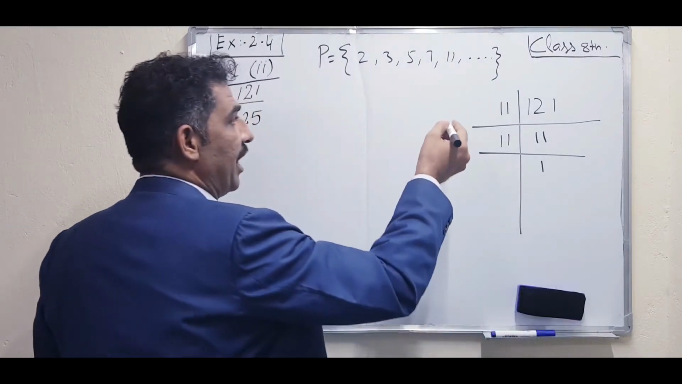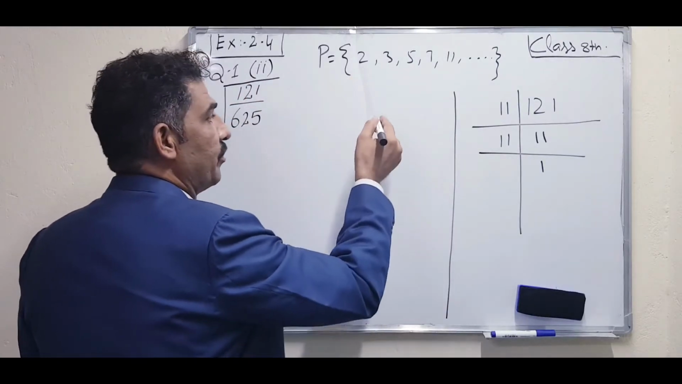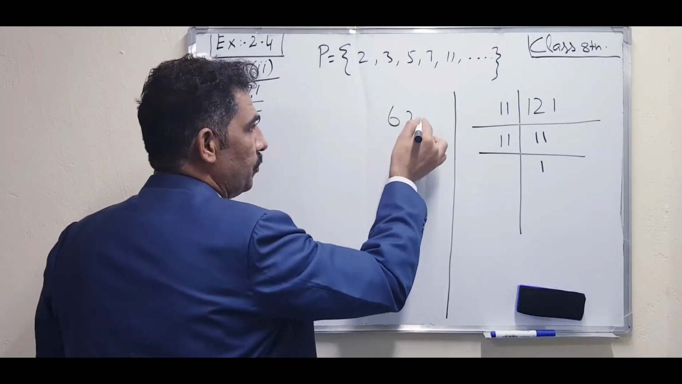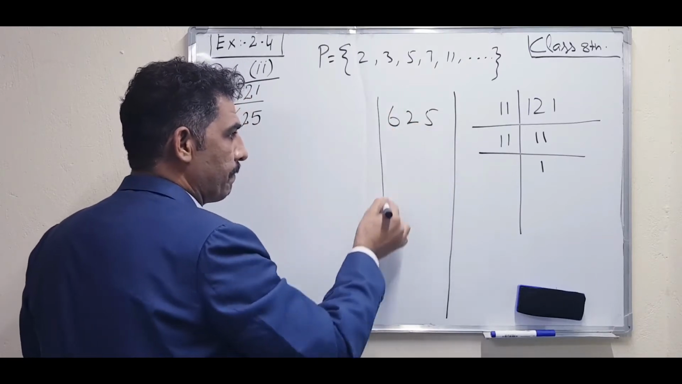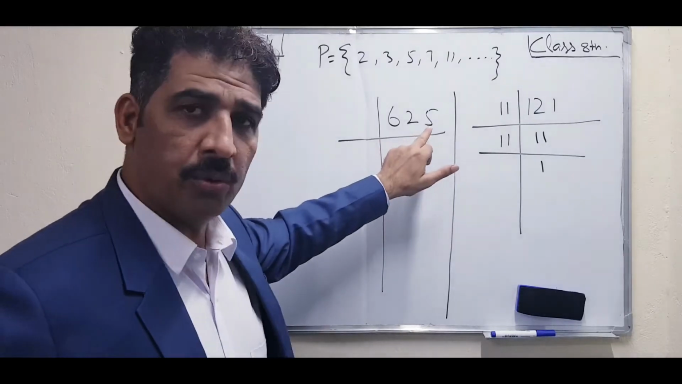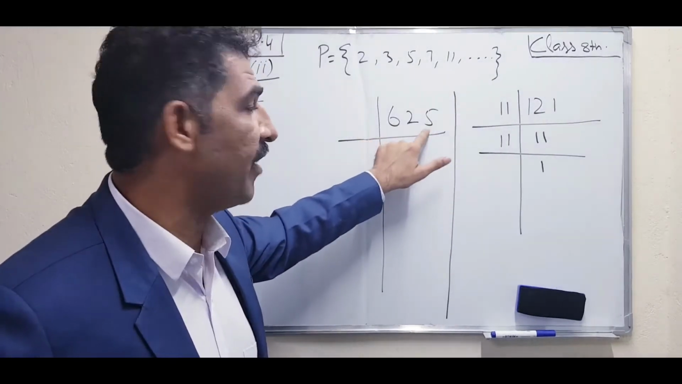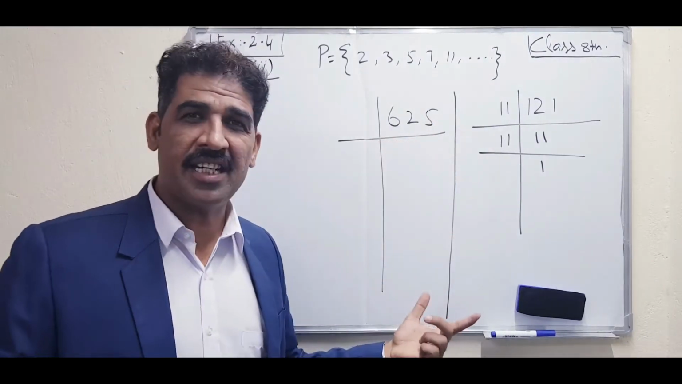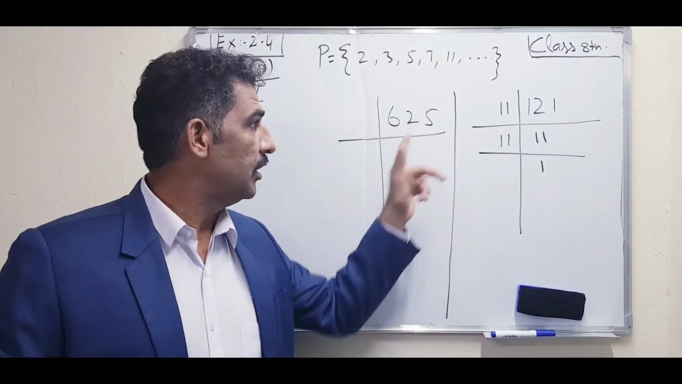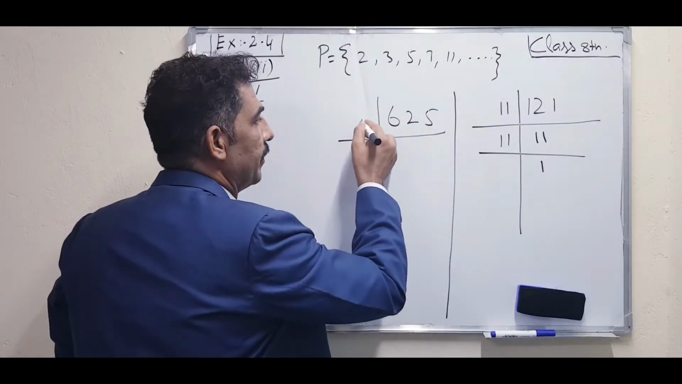Then after that we have to find the factors of the second number, 625. In the same way, it is not divisible by 2. We have to check 3: 6 plus 2 is 8, 8 plus 5 is 13. Is 13 in the table of 3? No. The last digit is 5, and the next number is 5, so it is divisible by 5.